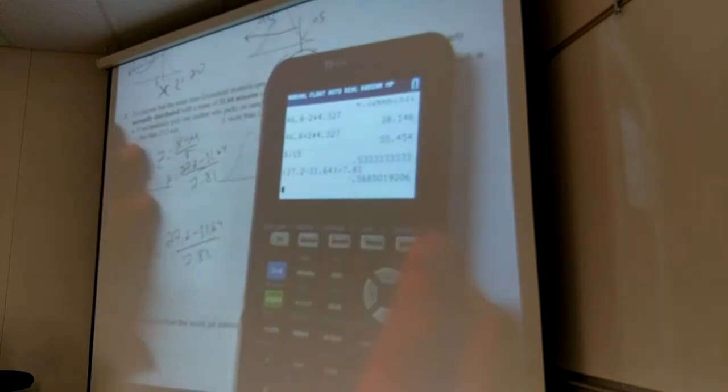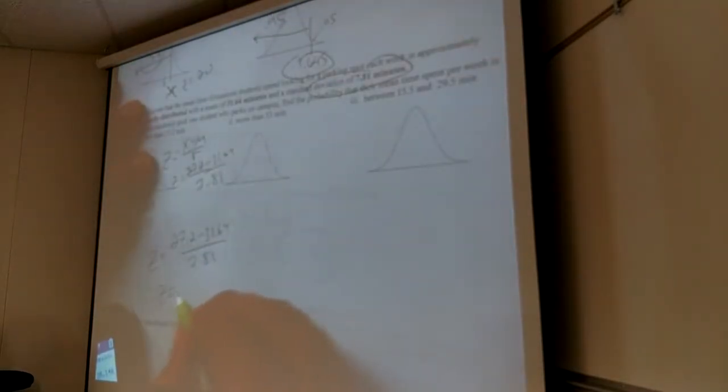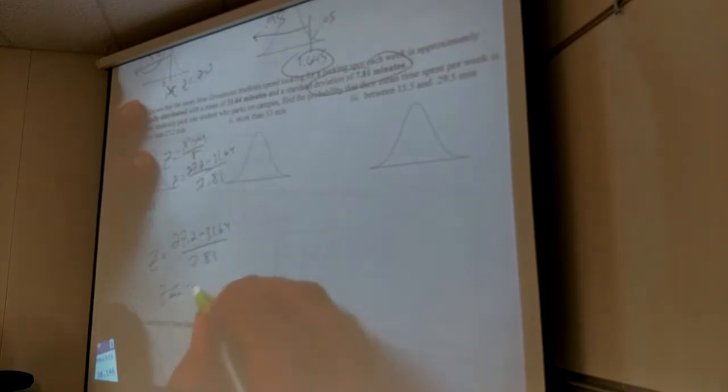So our z-score is negative 0.57. Damn, Jeff, you're on a ranting mood. Yeah, this is true. Negative 0.57.